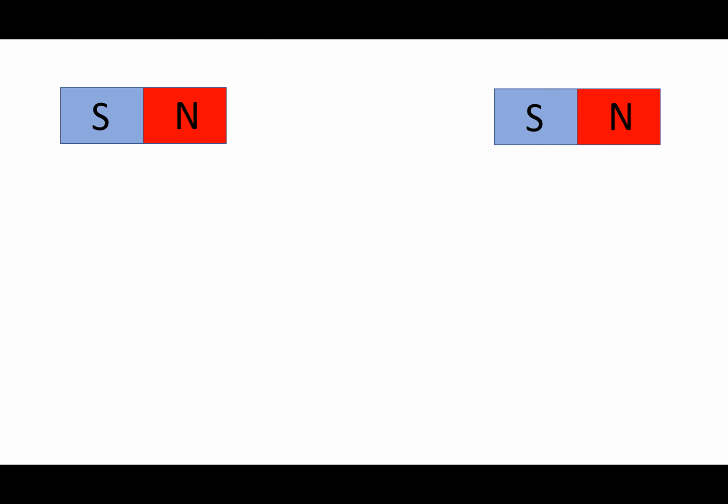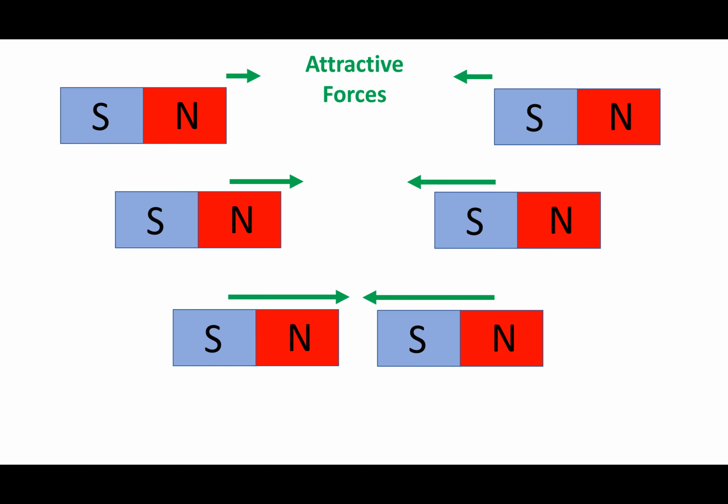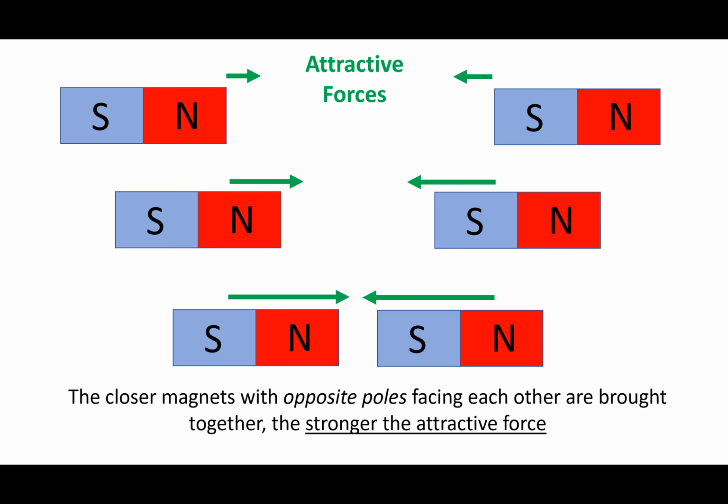Okay, now what if we flip them and we have opposite poles facing one another? Well, instead of repulsive force, we have an attractive force. Okay, and so as they come closer together, that attractive force starts to increase more and more. So the closer the magnets with opposite poles facing each other are brought together, the stronger the attractive force becomes.